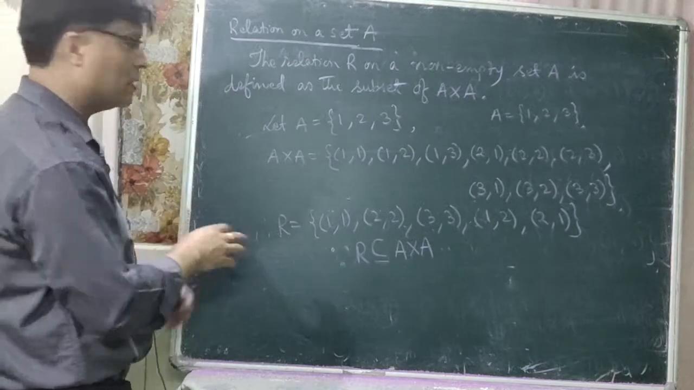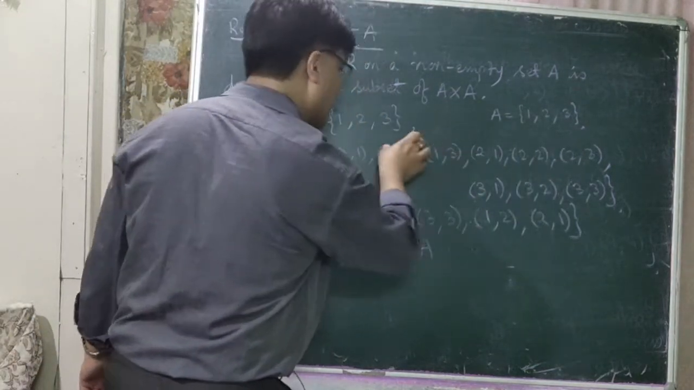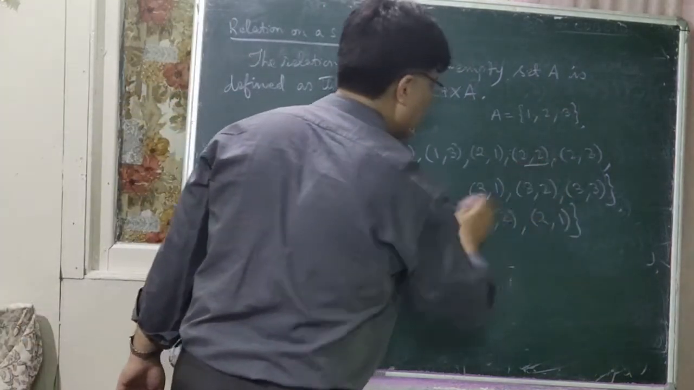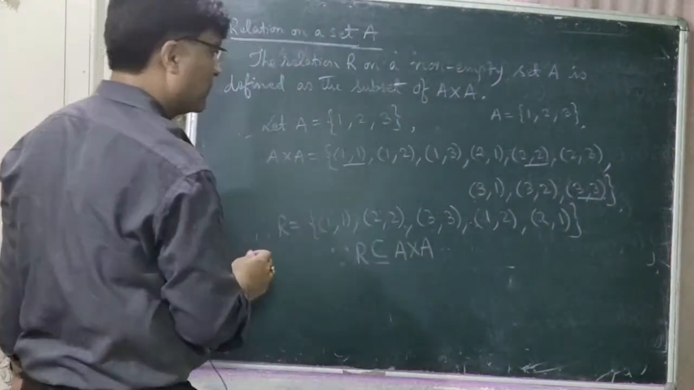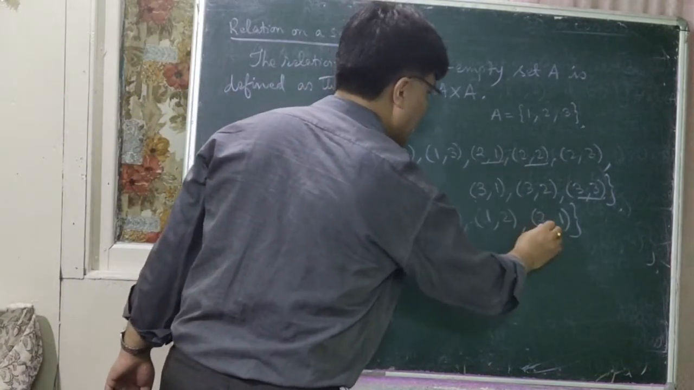Jun chai lekhda pani huncha. 1, 2, 2, 3, 3, tyadeki hamile lekhyum 1, 2, 2, 1. E bata lekheko. This is 1, 1, yo lekhyo. Then yo lekhyo. Tyadeki yo lekhyo, haina? Tyadeki ke lekhyum hamile 1, 2 lekhyum. Tyadeki ke lekhyum hamile 2, 1 yahan lekhyum.